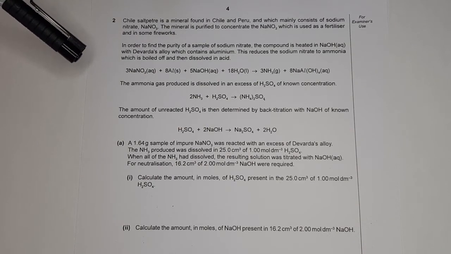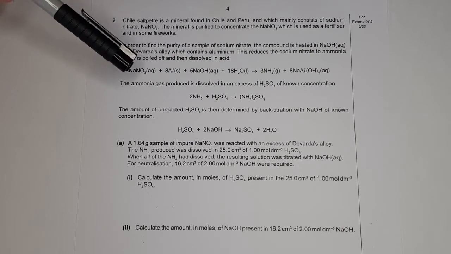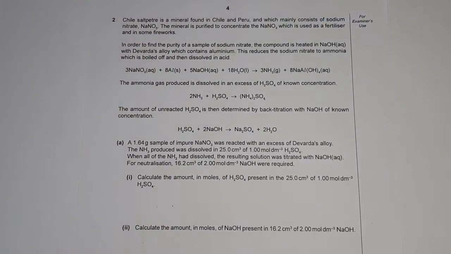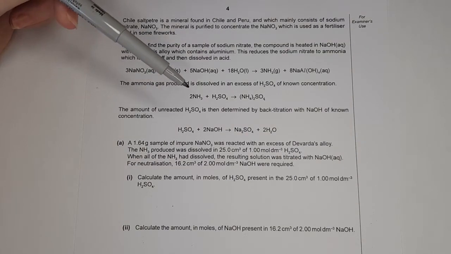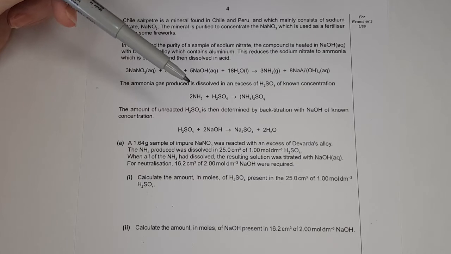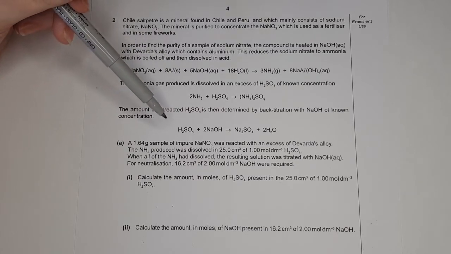And the ammonia gas is dissolved in excess sulfuric acid of a known concentration, and they give us that equation. And the amount of unreacted sulfuric acid is then determined by back titration with sodium hydroxide of known concentration. And we've got another equation.